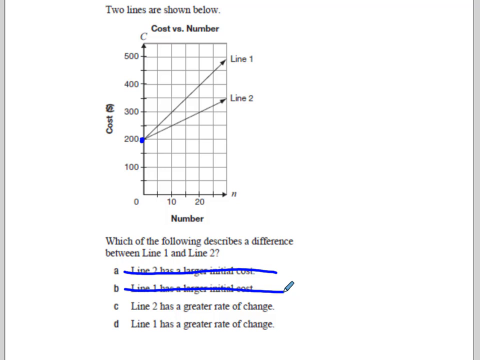Line 2 has a greater rate of change, or line 1 has a greater rate of change. Remember, this is slope. So line 1 has a greater slope. It's steeper. So D is the correct answer.